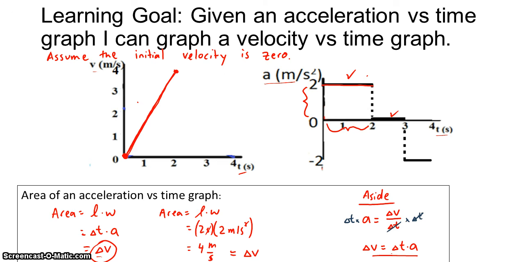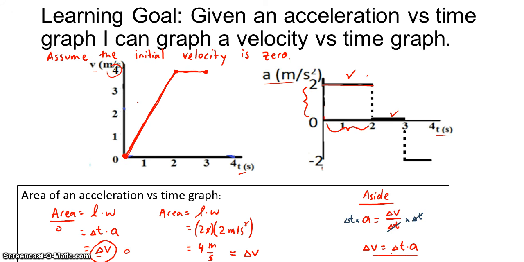For this section, my area is 0. So if my area is 0, my change in velocity is also 0. So from 2 to 3 seconds, I'm not changing my velocity. It's staying at 4 meters per second.